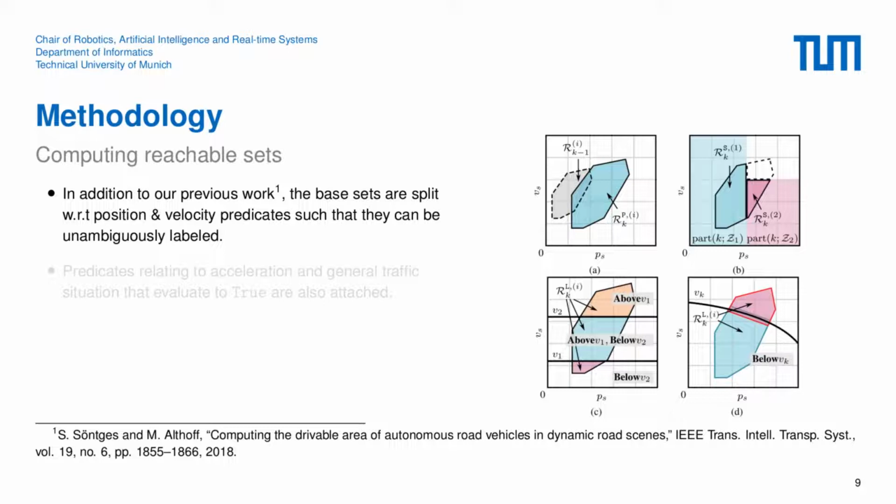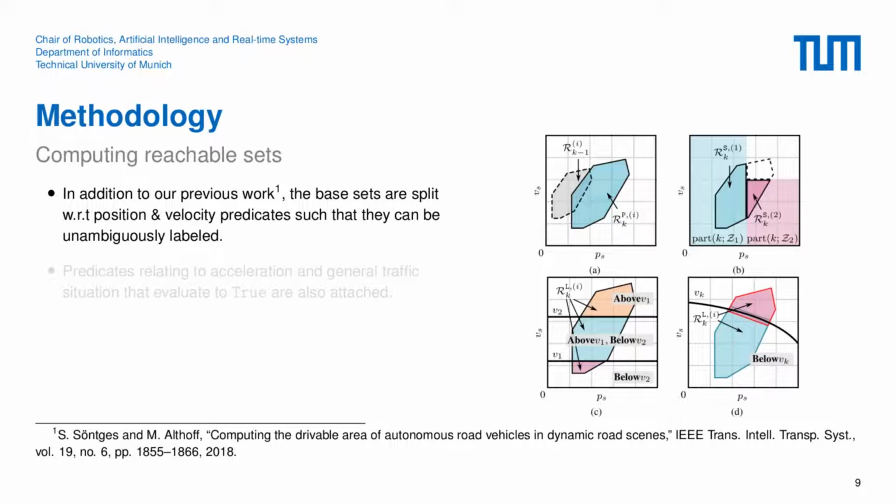In addition to our previous work, the base sets are split with respect to position and velocity predicates such that they can be unambiguously labeled. The figures illustrate the propagation and splitting of an exemplary base set in the longitudinal direction. In subfigure A, the polytope is propagated from the one of the last time step. In subfigure B, the polytope is split to unambiguously intersect with one of the formalized partitions.